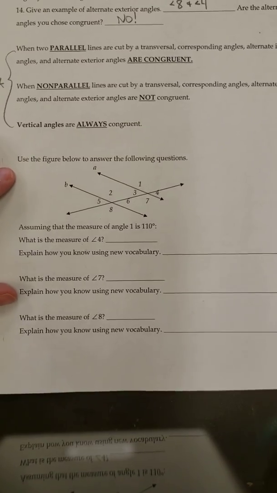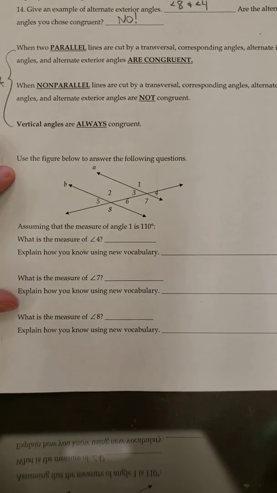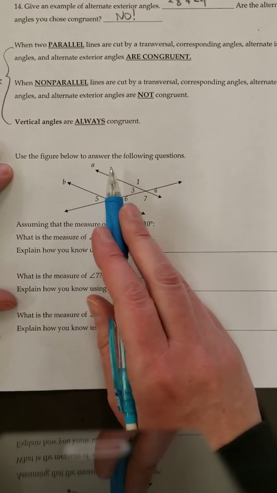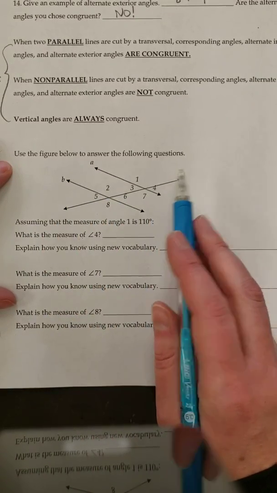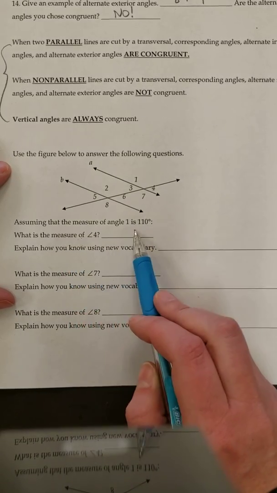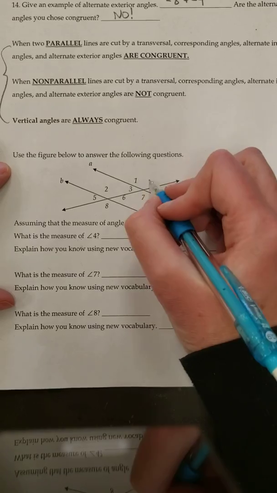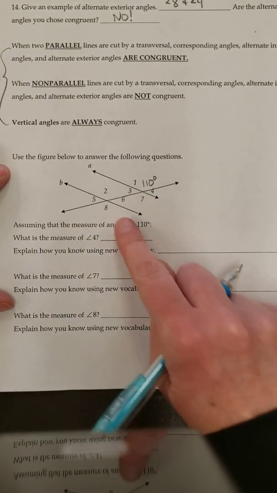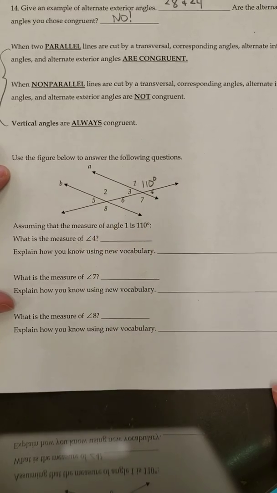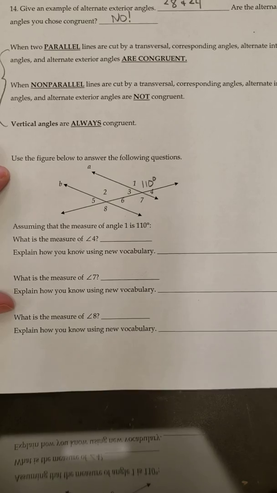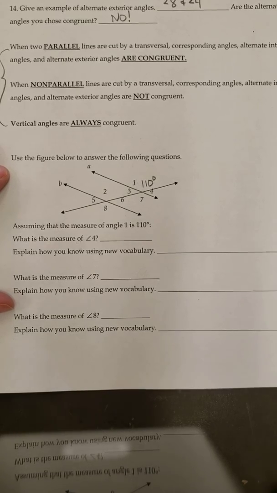Okay, so last section, just kind of applying the things that we know. It says use the figure below to answer the following questions. And it says, assuming that the measure of angle 1 is 110 degrees. So angle 1 right here, 110 degrees. I can label that. We know that. We do not know anything else. We have not proven any other angle measures, and we need to use the things that we know about the different types of angles in order to do that.